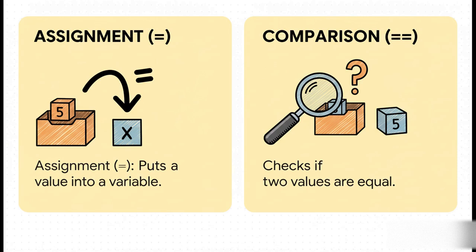Okay, pay close attention to this one, because it's a super common mix-up for new programmers. A single equal sign assigns a value. It's a command. It says, put the value 5 into the variable x. A double equal sign, on the other hand, is for comparison. It asks a question, is the value inside x equal to 5? Getting these two mixed up can cause some sneaky bugs, so it's a fantastic distinction to lock into your brain early on.